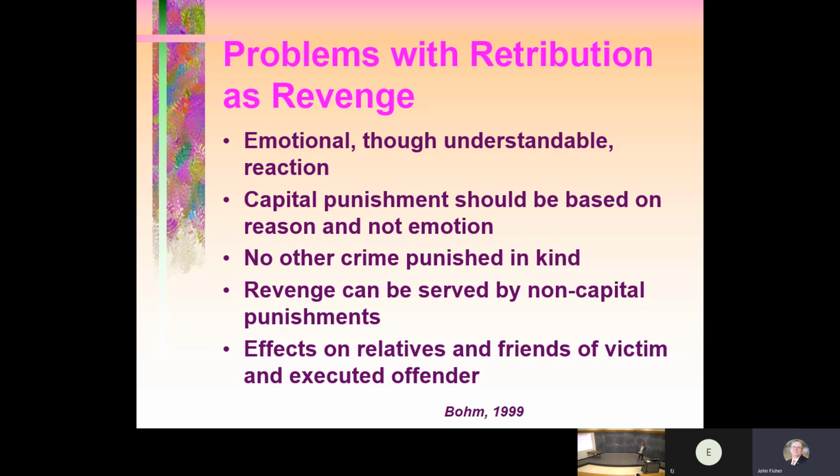Now, revenge can be served by non-capital punishments. You don't have to have the death penalty to get revenge. You can be incapacitated for the rest of your life. And does that mean that you're taken care of? Does that mean that you're not going to hurt anybody ever again? Can I get justice with a non-capital offense?